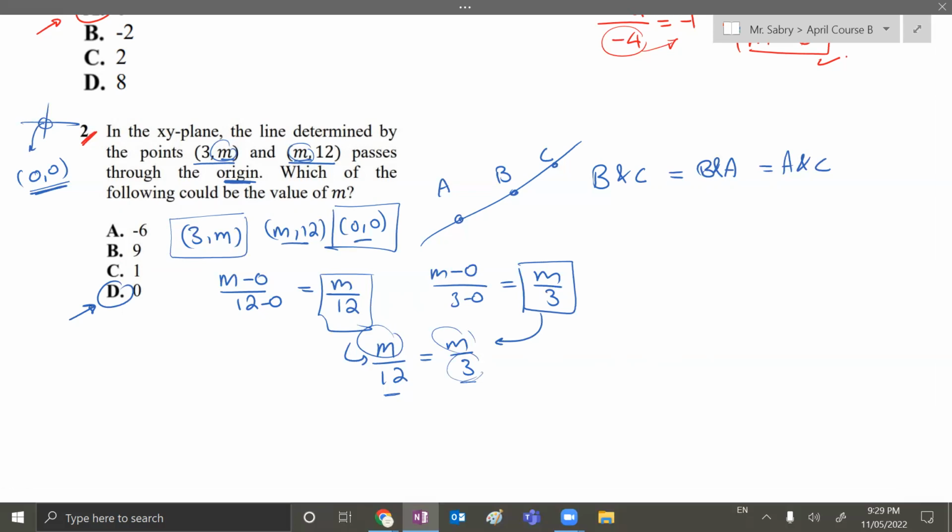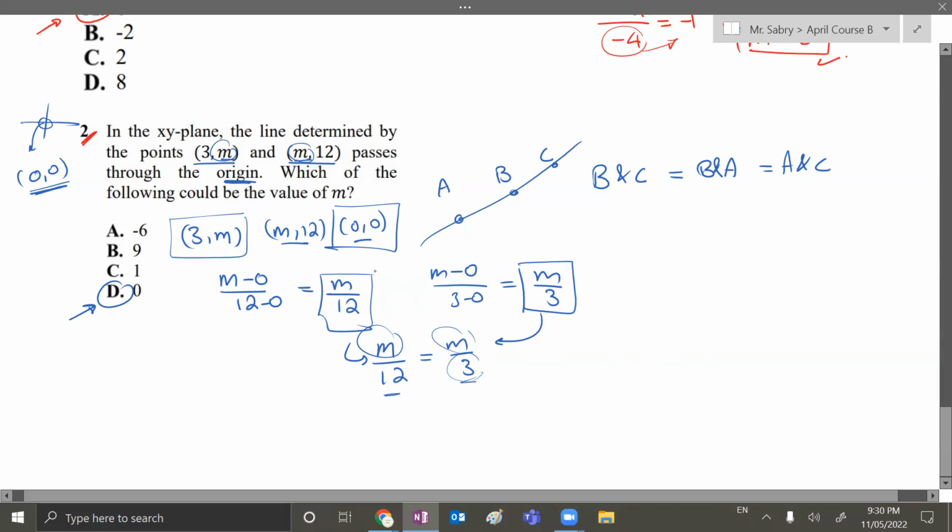No, I think there's something wrong. Give me a second. I think what I did wrong is here, these two. M over 3 and the other one should be 12 over m. Oh, I got it. Yeah, there was a mistake. This one should be 12 minus 0 over m minus 0, y2 minus y1 over x2 minus x1. This one should come out as 12 over m.